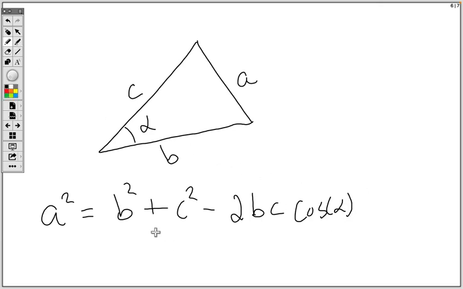Now the way I like to remember this formula is that if I want to get a squared, I'm taking the sum of the squares of the other two sides minus 2 times the product of the other two sides times the cosine of the included angle. That way, no matter how you label things, you'll remember the formula.